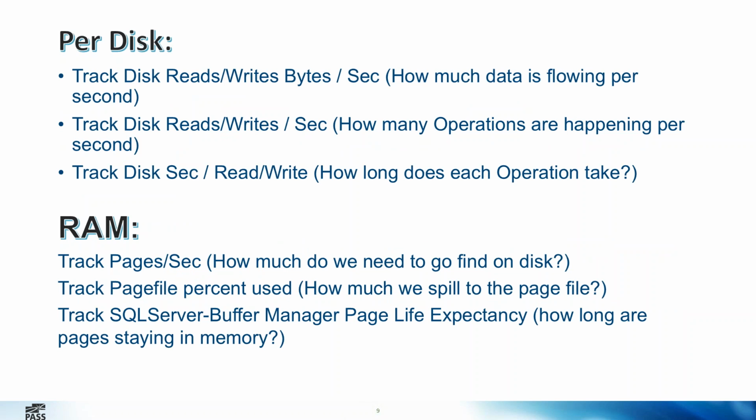So as far as disk, we can track disk read and write bytes per second, and that is usually considered disk bandwidth. So how much data is flowing per second to and from a disk device. Track disk reads and writes per second. So how many operations are happening per second? This is more commonly known as just an IOP, right?